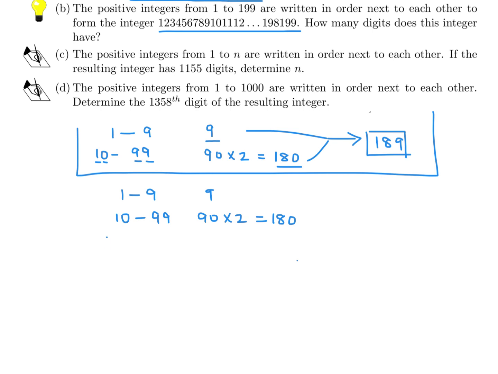And then from 100 to, what are we going up to, 199, that is 100 numbers, and each of them has 3 digits, right? This one has 3, this one has 3. So that's 300. So then we just have to add up these guys, and that's what, 389? No, 489. Yeah, 489. Okay.